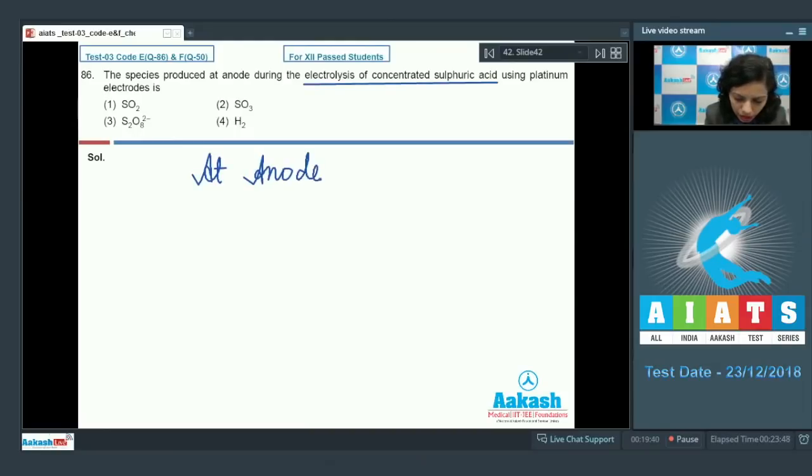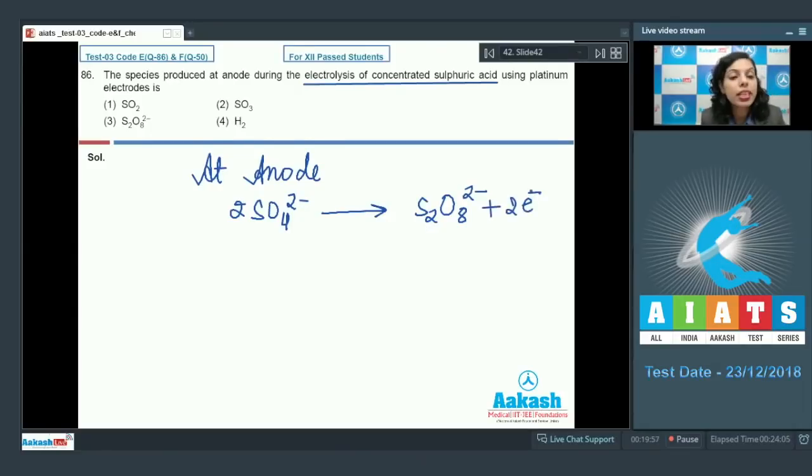the reaction that's taking place is that the sulfate ion will move towards the anode and get changed into S2O8 2- ion, and 2 electrons are released. This is the reaction that is taking place at the anode, and on that basis we can choose option 3 as the correct answer. And after this it's the turn for question number 87.